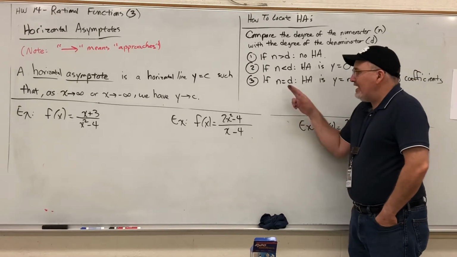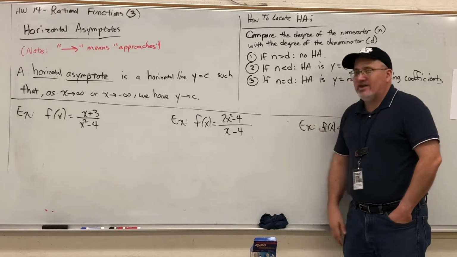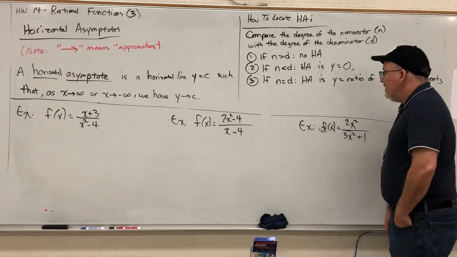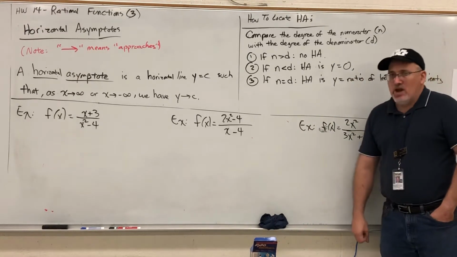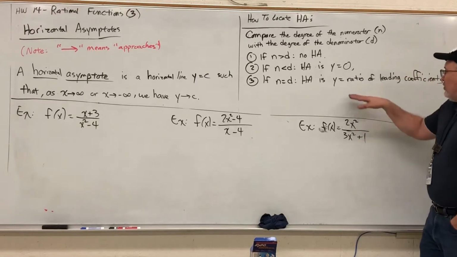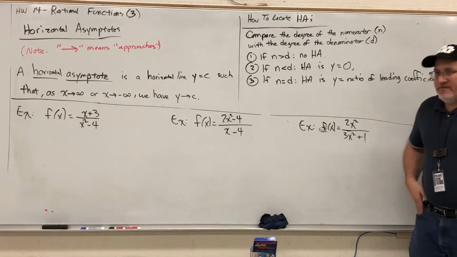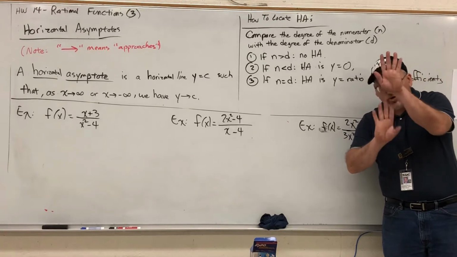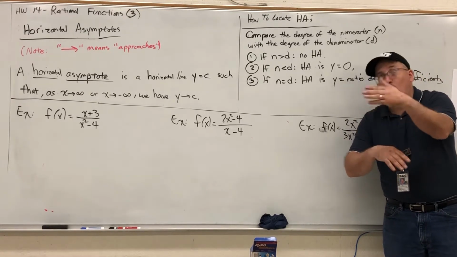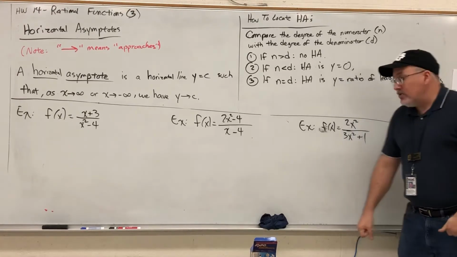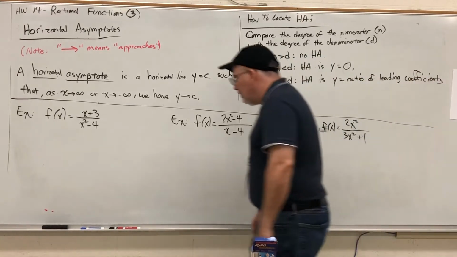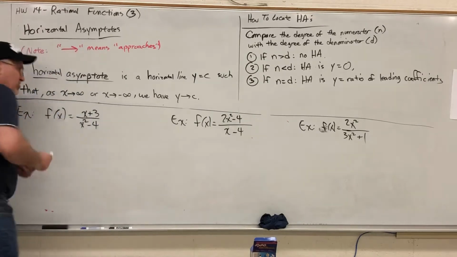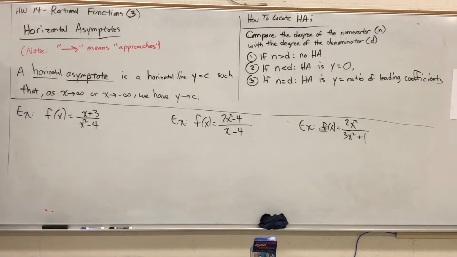The third scenario is that the degrees match. The same highest power on top is the same as the highest power on the bottom. If that happens, you actually have to make a number. The number that you make is the ratio of leading coefficients, meaning that you just take the numbers in front of the biggest powers and make a fraction out of them. And y equals that fraction will be your horizontal asymptote. So let's take a look at 3 examples, which is suitable because we have 3 scenarios.